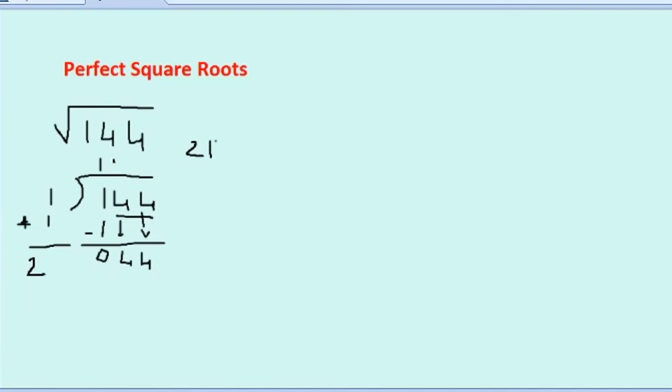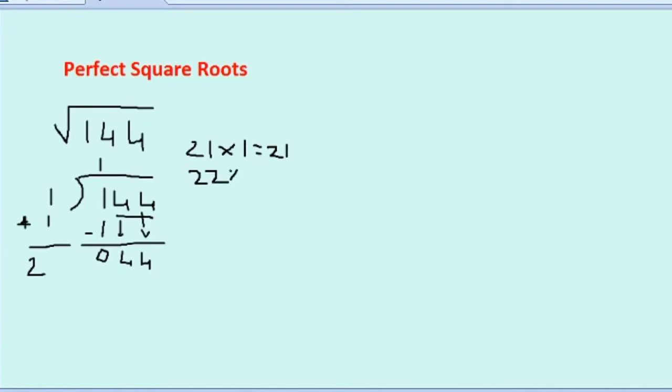Then what will happen? We will have to multiply this with 1. So 21 into 1 is 21, which is much smaller than this. So next we will try 2. We will write 2 here. So this will become 22.